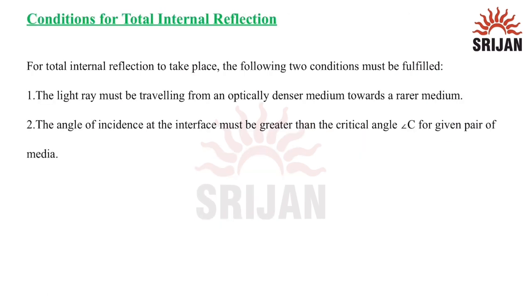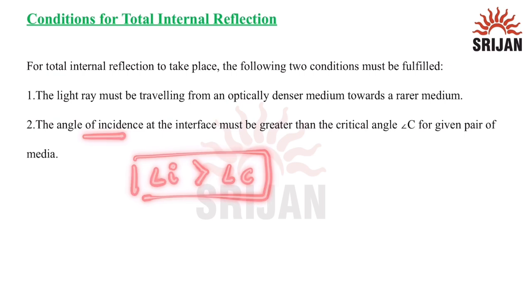Now, what are the conditions for total internal reflection? There are two conditions. First, the light ray must be traveling from an optically denser medium towards a rarer medium. The second is that the angle of incidence at the interface must be greater than the critical angle for the given pair of media.